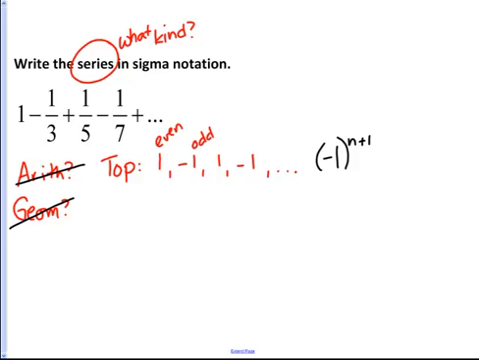If you really like geometric sequences, you can think of this as geometric as well, with a first term of 1 and a common ratio of negative 1. And so you would do negative 1 to the n minus 1 power, which would accomplish the same thing.